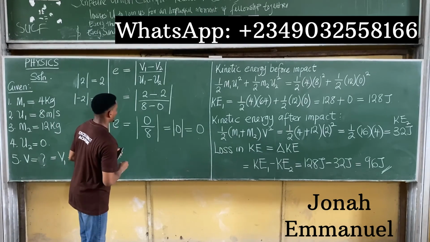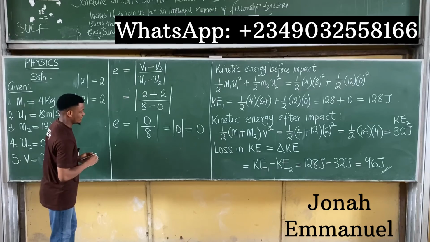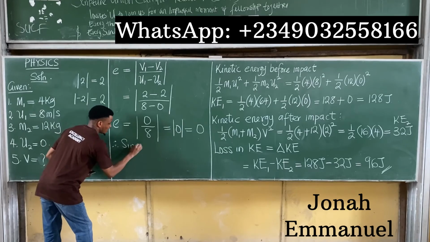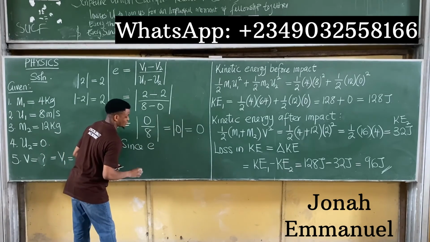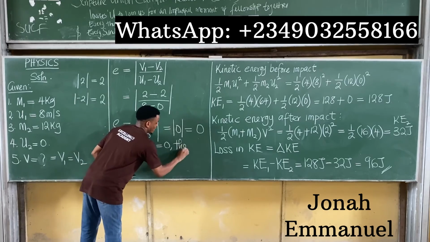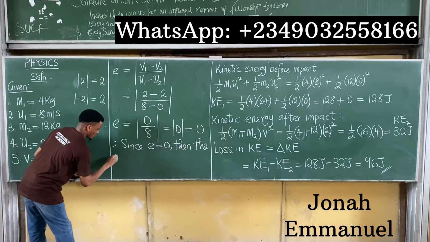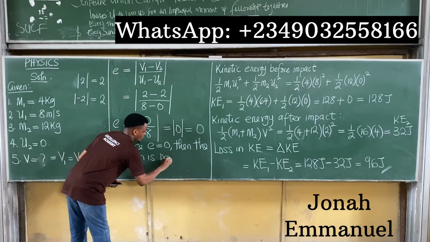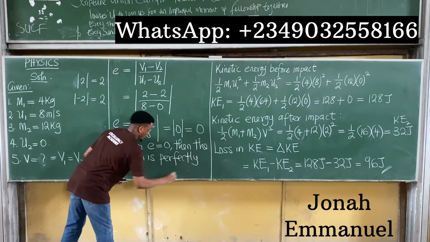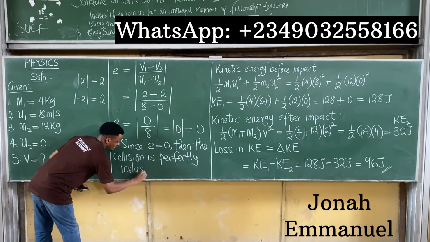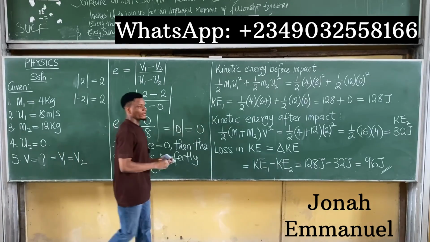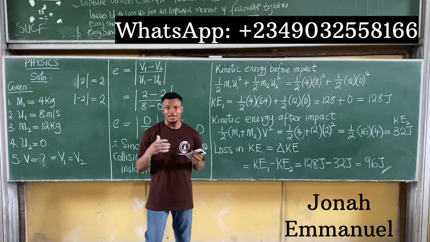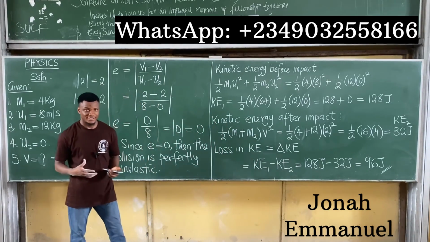So this is true. Now what do I have here? Since E is equal to 0, that is, since the coefficient of restitution is equal to 0, then the collision is perfectly inelastic. That was the condition: we said if it's equal to 0, it is perfectly inelastic. So in this case, it is perfectly inelastic. This is how we solve this question.